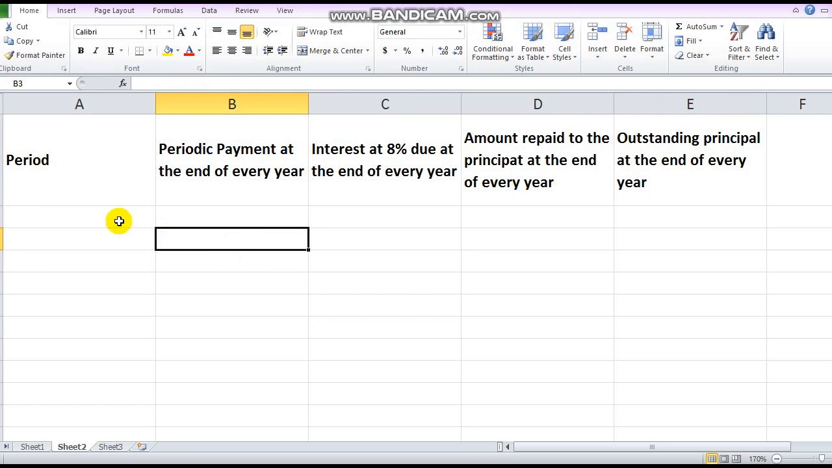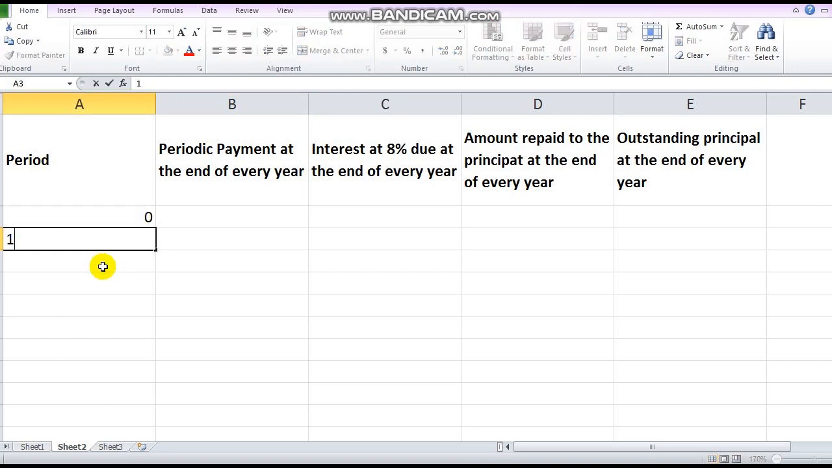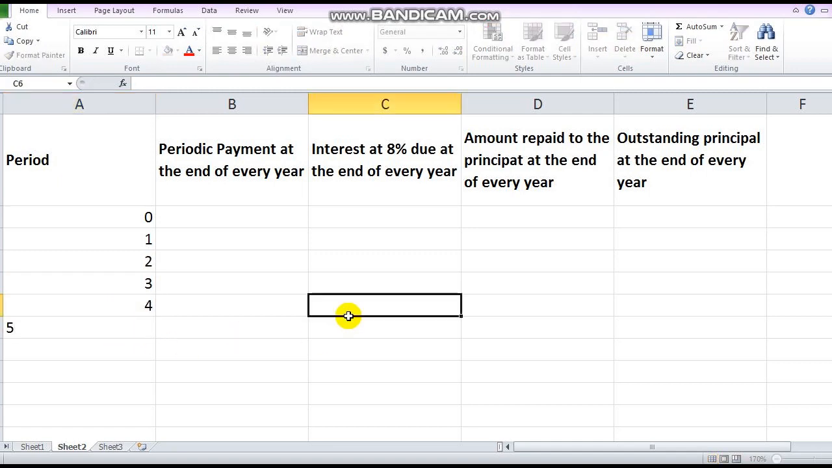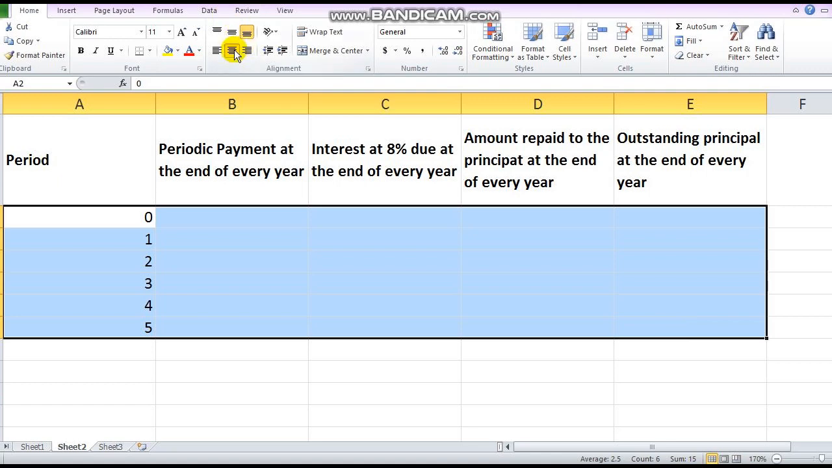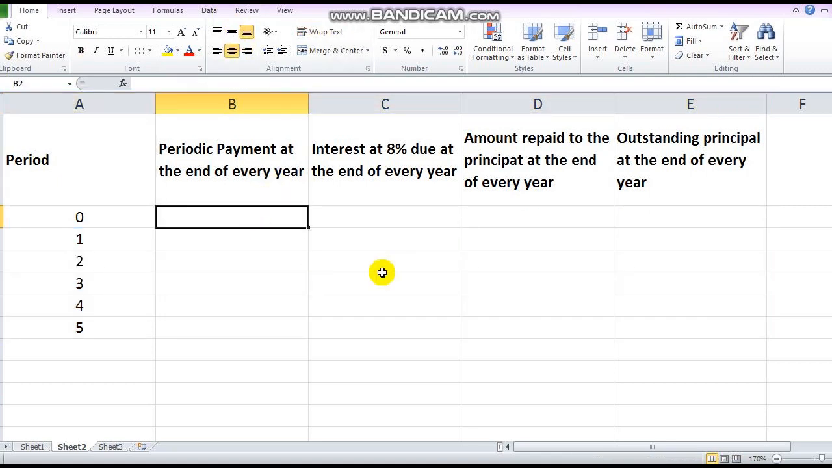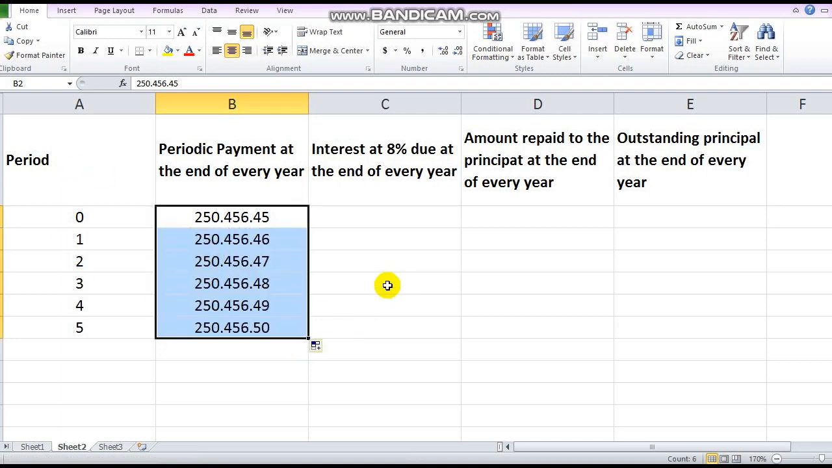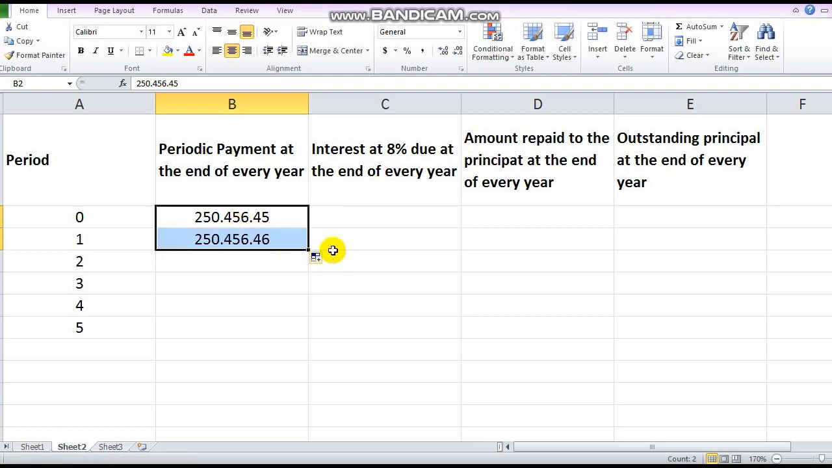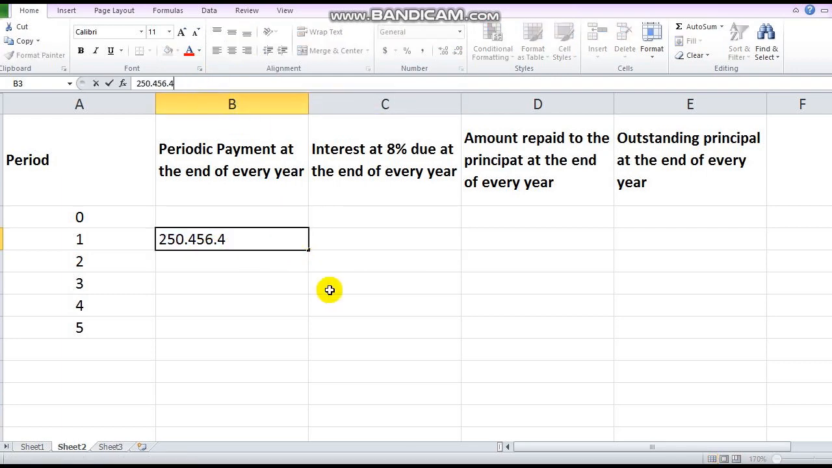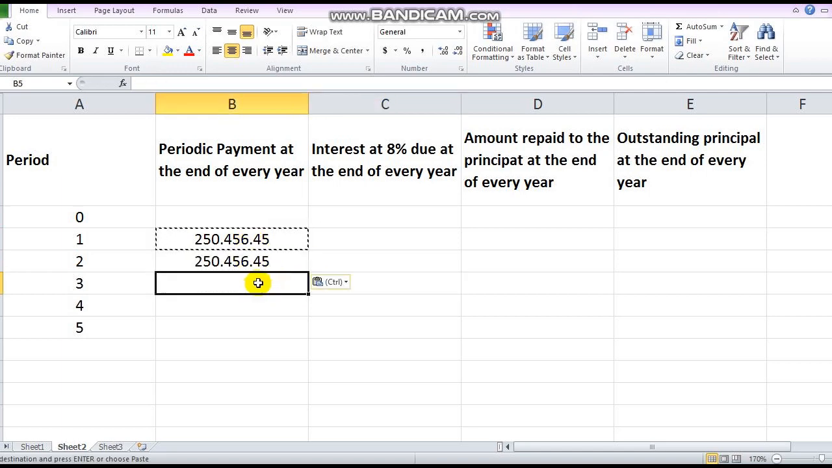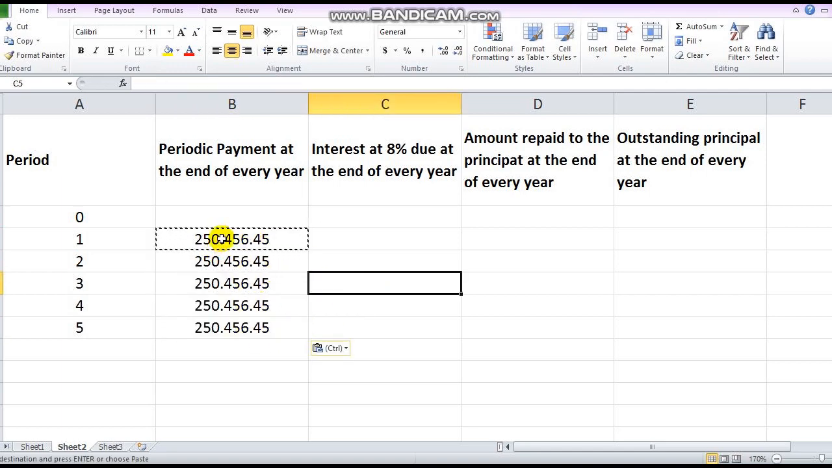So let's start first with the period. Remember that we're going to repay it at the end of 5 years. So the period is 0, 1, 2, 3, 4, and 5. Let's put it in center. Now, the periodic payments would be 250,456.45 for the entire span of 5 years, not including period 0. It should be the same for all 5 periods.